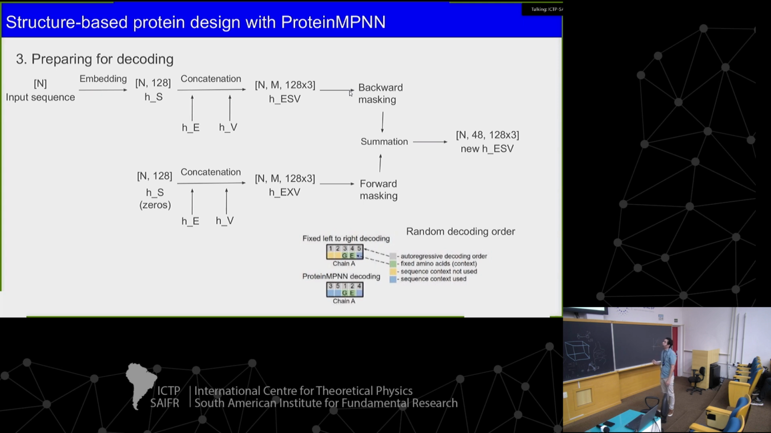The reason to do this masking is because when you are doing the decoding, you just want to see the sequence that were already decoded. You don't want to see the sequence that you haven't decoded yet, okay? As I said, the decoding order is not anymore as classical approach from the left to the right. It is random, right?